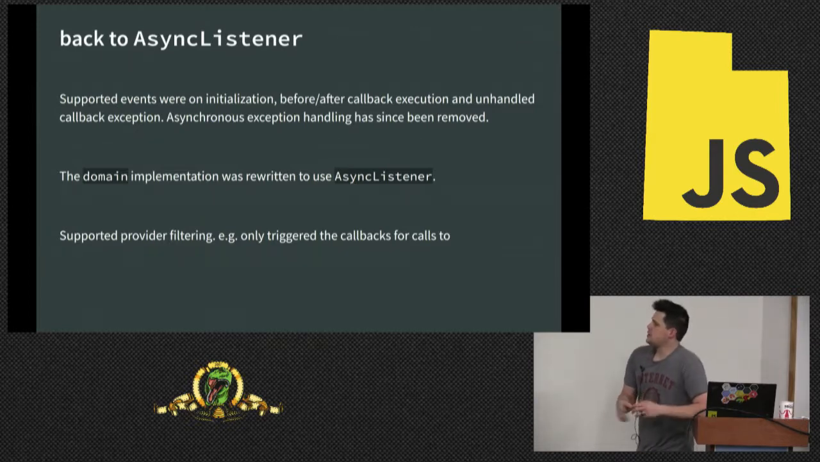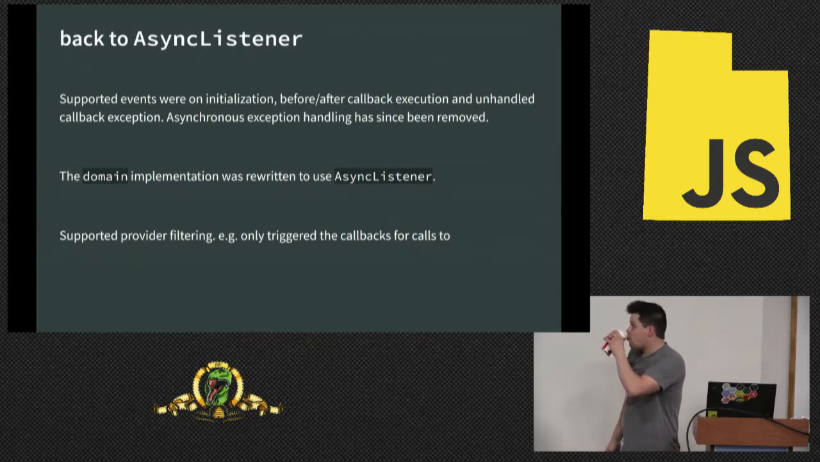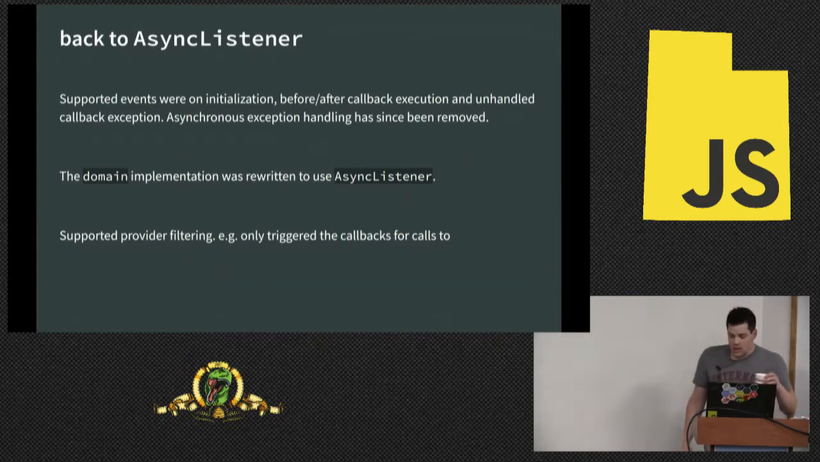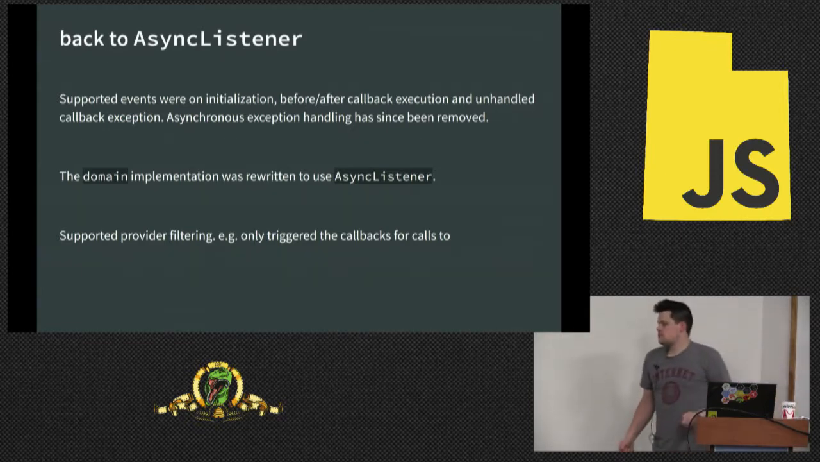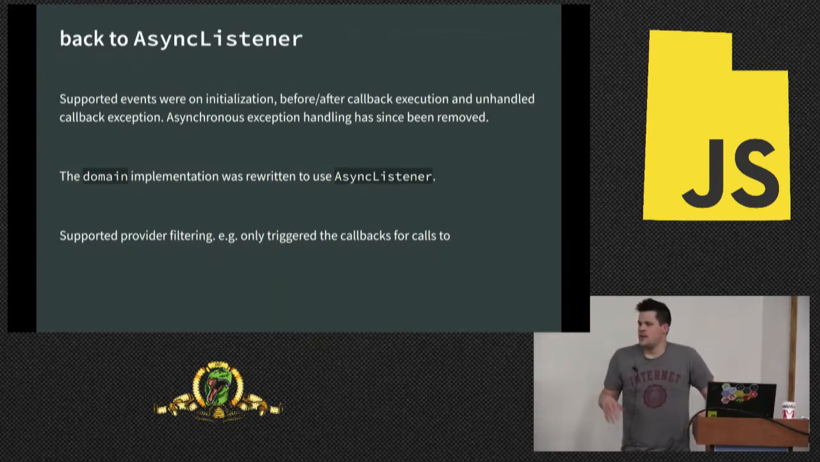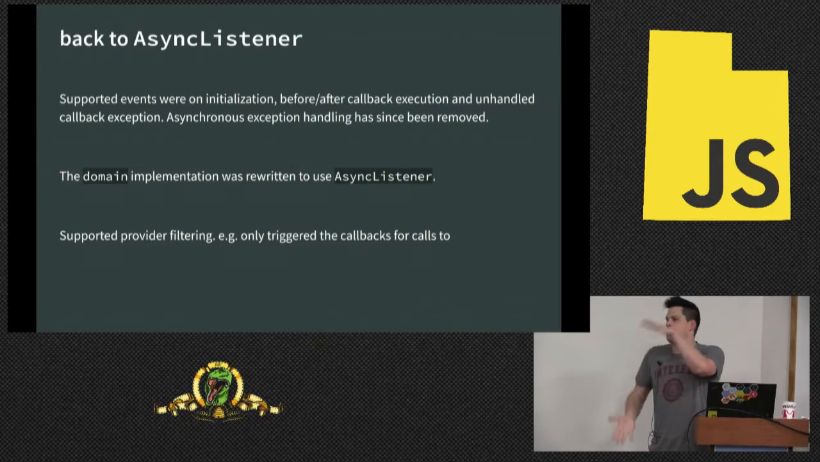So on initialization of any of those resources, you would get a call before and after the callback was going to be executed. And at that time, it handled unhandled exceptions from the callbacks. We'll get into this later, but that was the bane of my existence for like 3 months. So yeah, you could handle exceptions, and they'd bubble up through all the callbacks you had and whatnot.